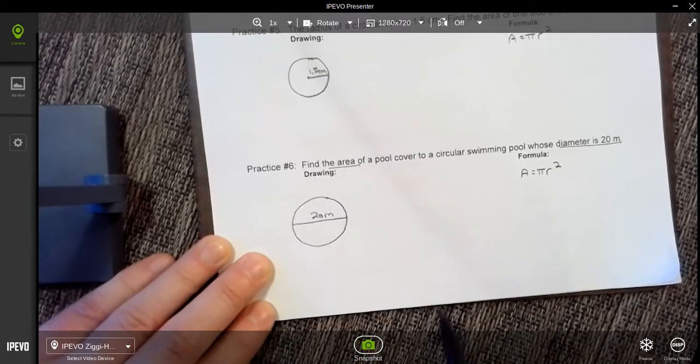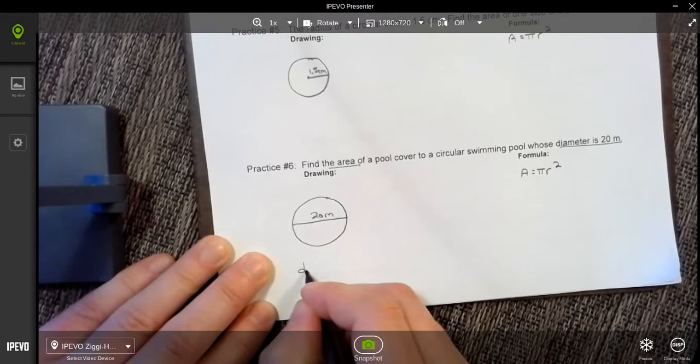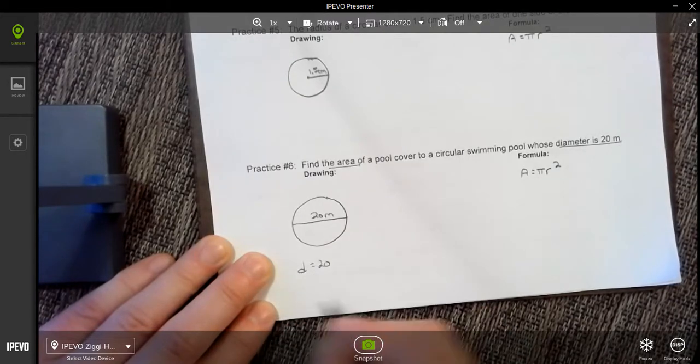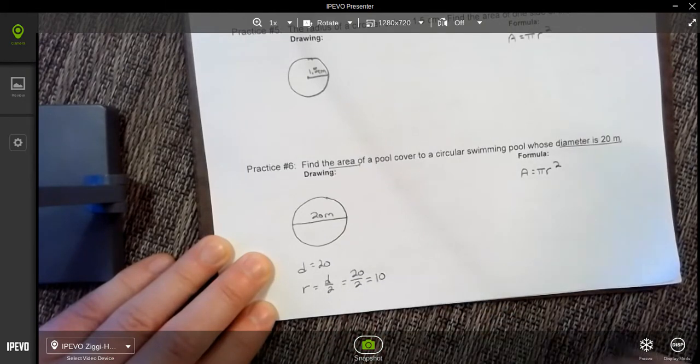Again, we're finding the area here, so we need to know the radius. If the diameter is 20, well, to get the radius, we have to take the diameter and divide it by 2. So in this case, 20 divided by 2 is going to give us 10. And I'm going to leave the rest of the substitutions and all the work up to you.